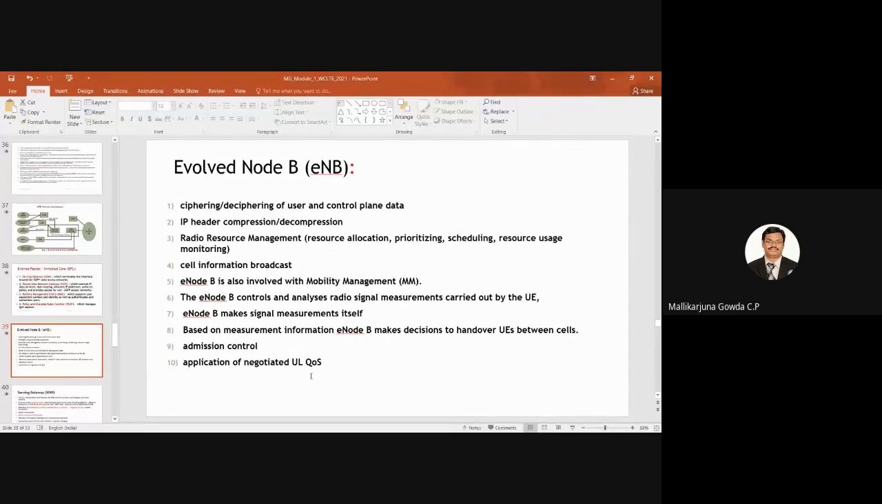ENB or E node B. It does the operation of ciphering and deciphering of user and control plane data. Hope you understand what ciphering is.